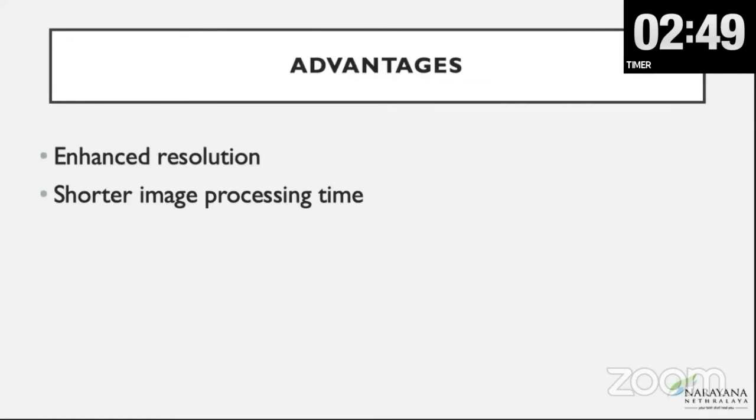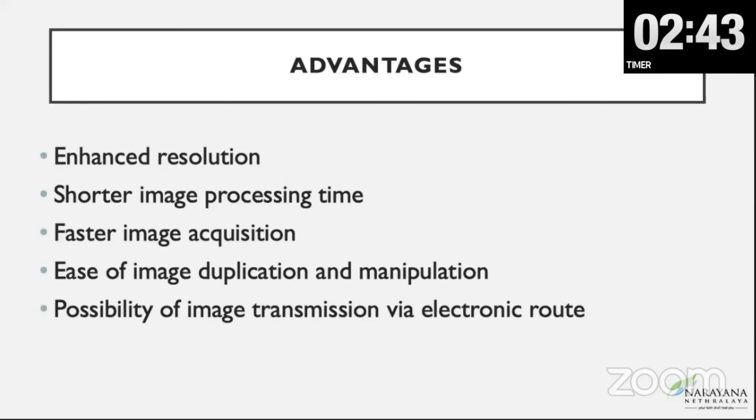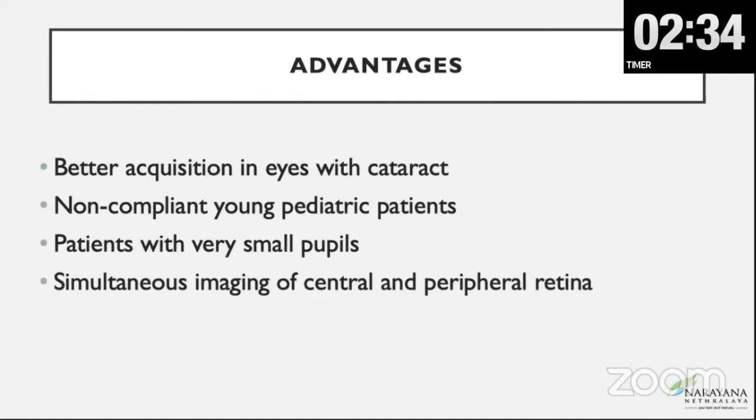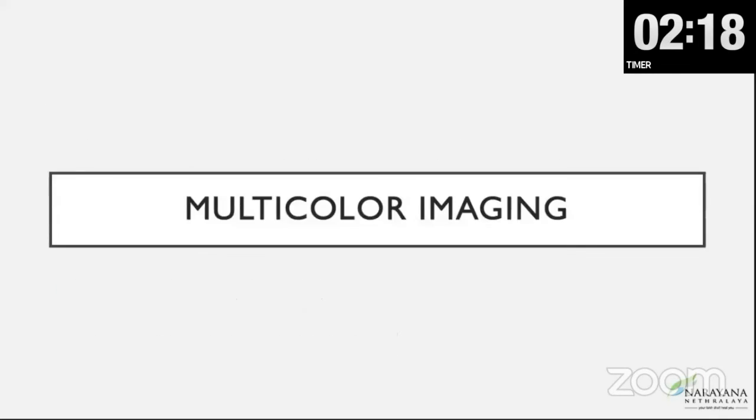So enhanced resolution, shorter image processing time, faster image acquisition, ease of image duplication and manipulation if need be for any purpose, possibilities of transmission through electronic route, better acquisition with cataract, and like I mentioned, pediatric patients, very small pupil, uncooperative patients, it is good. And FA and ICG and FAF is already enabled in some of these devices. But it is difficult to precisely measure these images. Sometimes artifacts are common, pseudo color in Optos, and the cost of acquiring is high.